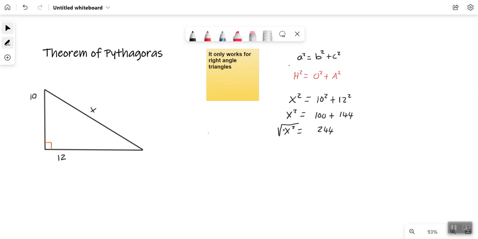So I get the square root of this side, and whatever I do on one side, because we have an equal sign here, I have to do the same on the other side as well. So that gets rid of the power, and it leaves us with x is equal to the square root of 244, which is equal to 15.62.